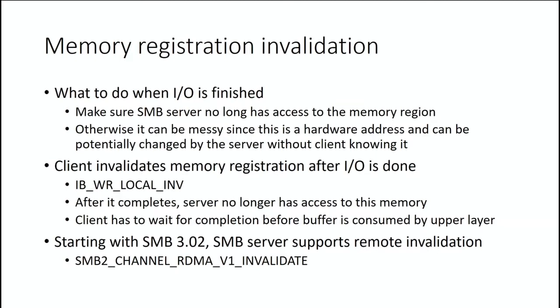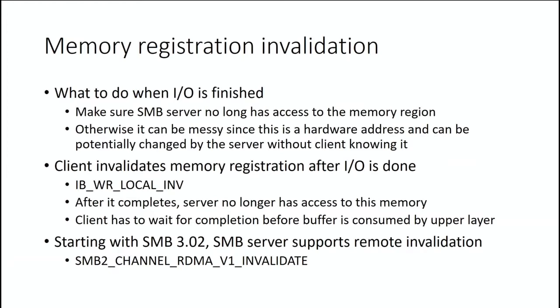So now we have finished the I/O. And then this is something we need to do after the I/O is finished through memory registration. Before we pass the I/O along to the upper layer, so the upper layer can consume this I/O packet, we want to make sure the server can no longer access this I/O. This is done by doing a memory registration invalidation. This is important because you have to make sure the server can no longer write to this I/O region after the I/O is done.